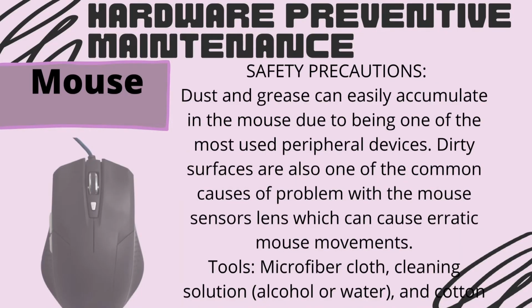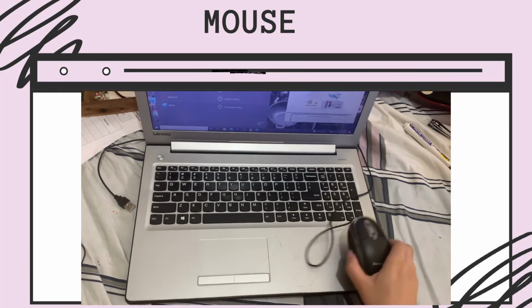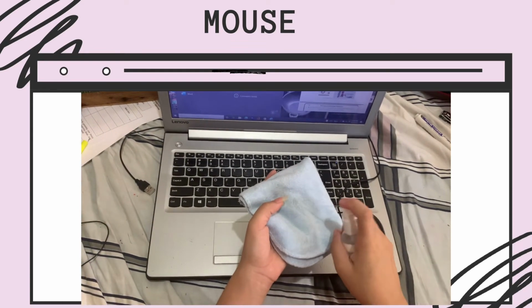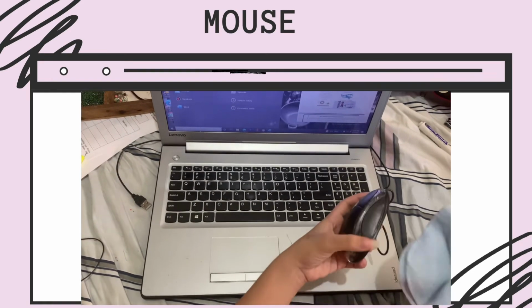The mouse is one of the most used peripheral devices that can easily accumulate dust and grease. The tools needed are a microfiber cloth and cleaning solution to remove the dust and grease. In cleaning the mouse, spray your cleaning solution onto the microfiber cloth. Use the damp microfiber cloth to gently wipe the dirt and grease off the mouse.